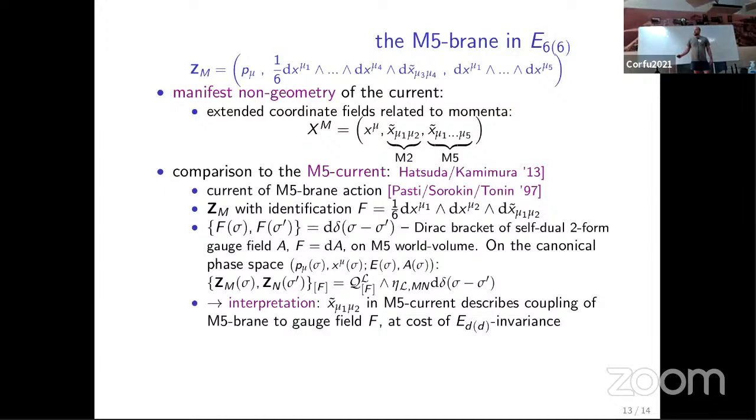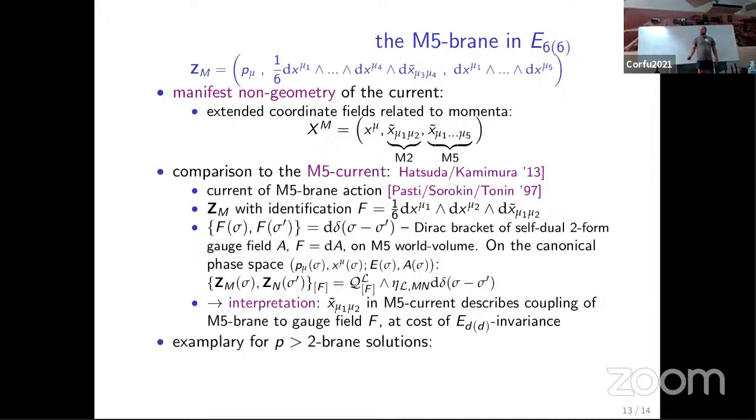So this for the M5 brane would be the momentum, and this encodes in a very weird non-local way this internal gauge field. But if we make this identification, of course we lose the E7 invariance, but if we use this setup, use this charge solution and use this identification, we in the end reproduce exactly the M5 brane action, which was known in the literature.